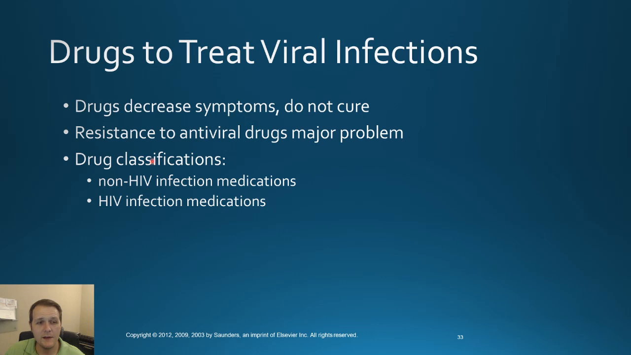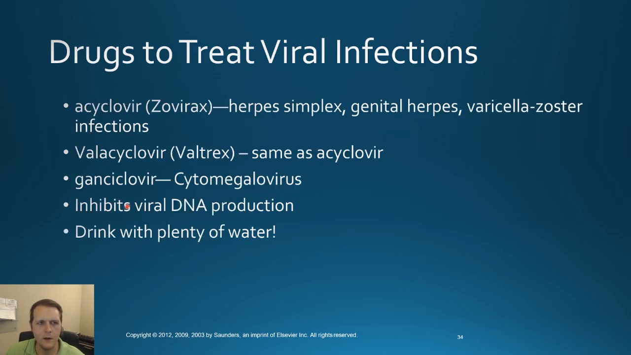We're certainly seeing that resistance to antiviral drugs is becoming more and more of a problem as time goes on. The 2 major classes we're going to talk about here are non-HIV infection medications and then specifically HIV. Because that treatment is so different, we'll break that up into its own class. The common antivirals you're going to run into include acyclovir, valacyclovir, and ganciclovir. Certainly there are others, but these are the most common ones.